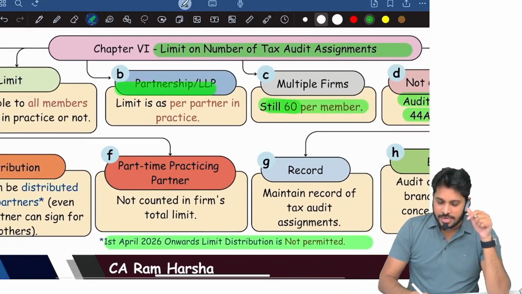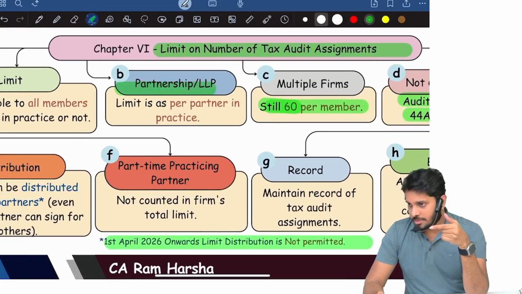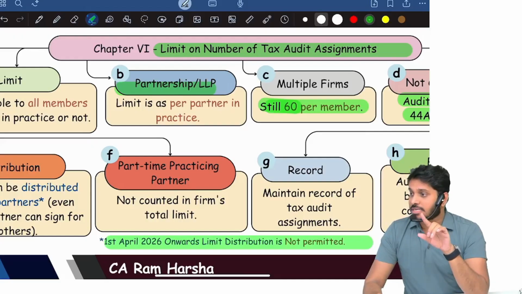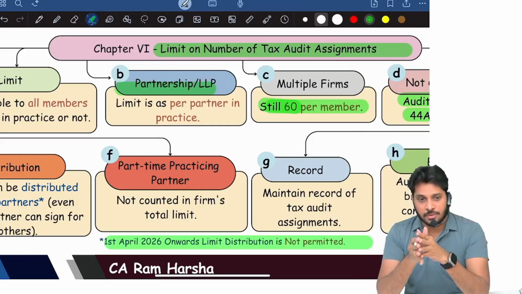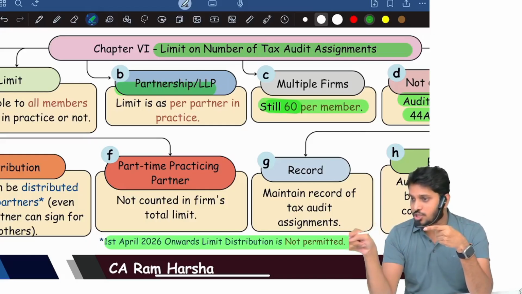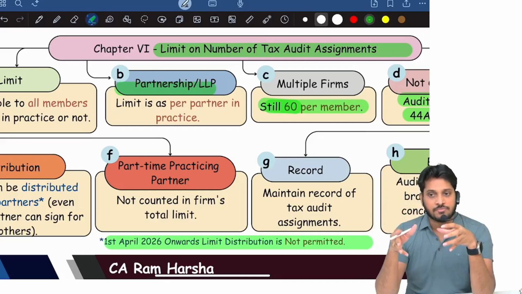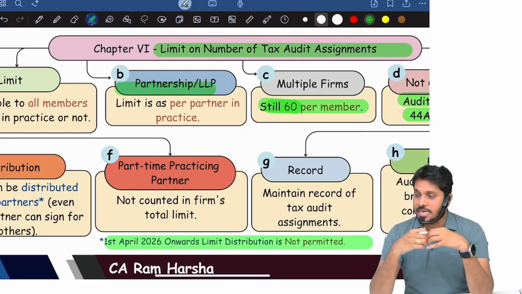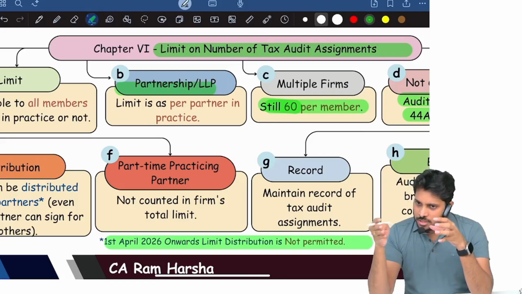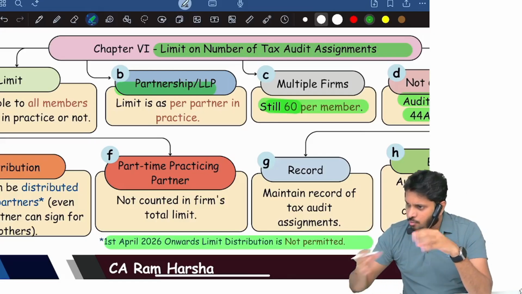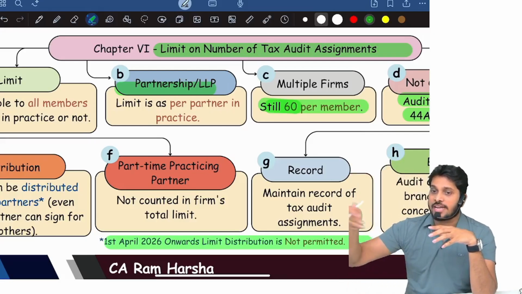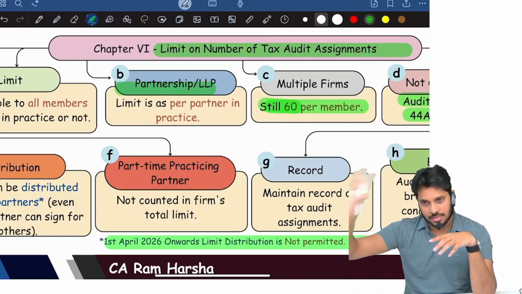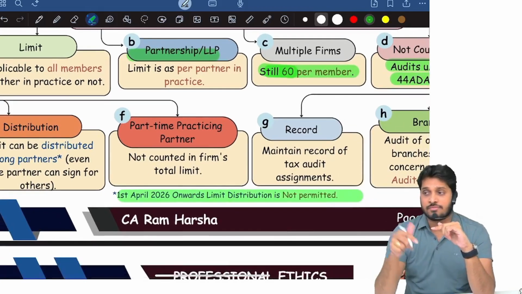Now, in case of a partnership firm, the limit of 60 is counted per partner. Which partner? Only a full-time practicing partner will be counted. Suppose a person is a partner in multiple firms, then on behalf of all the firms put together, on his membership maximum 60 only he can sign. Further, if a partnership firm has 10 partners, for example, they are eligible for 600 and need not be restricted to 60 per partner. One partner can sign on behalf of all the partners, provided the remaining partners do not sign in their personal or professional capacity. That's it. Similar rules are there even for company audit also.